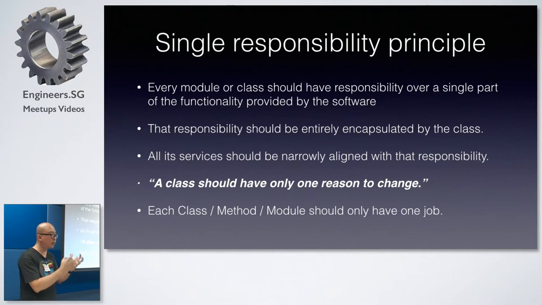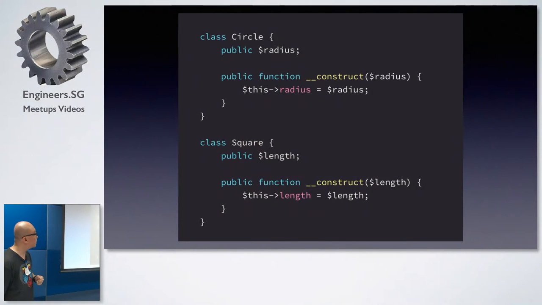So each class, each function, each module that you create should only do one thing, right? A class should only be doing one specific responsibility. Because when you mix responsibilities into one class, you may end up writing code which is so intertwined together that it's difficult to break them apart if the use case changes, right?